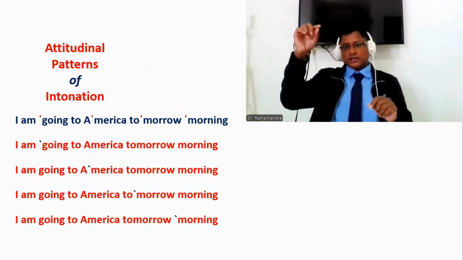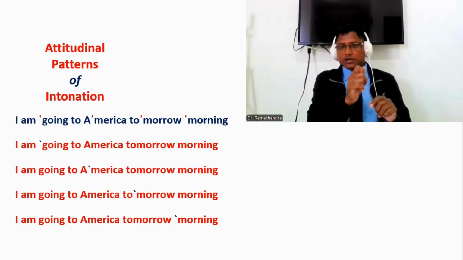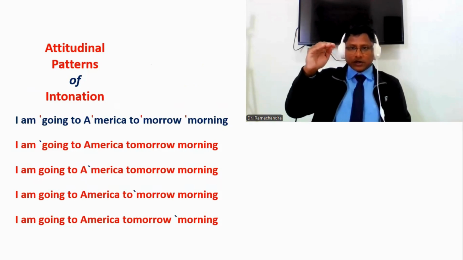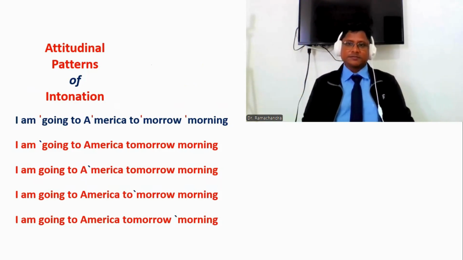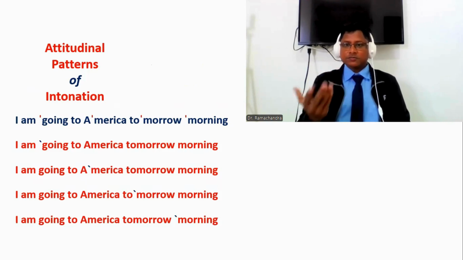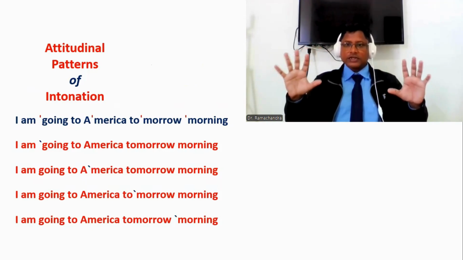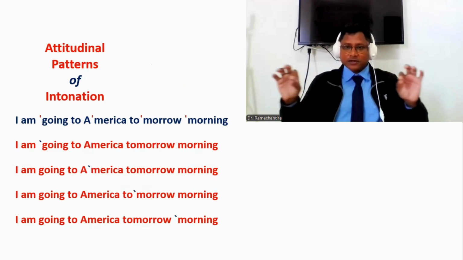You see that the falling tone is used on a particular word in every sentence. That word gets more prominence than other words in the same sentence. And that word tells you something: the intent of the speaker, the attitude of the speaker, the emotion of the speaker. That is what is called intonation. These are called attitudinal patterns of intonation, emotional patterns of intonation.